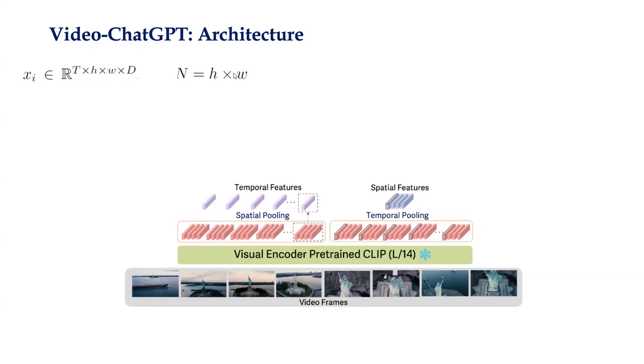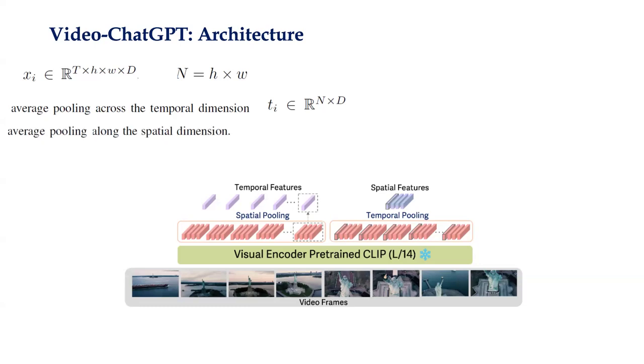So H times W will be N tokens in every frame, and each token is a D-dimensional vector, okay? Given that, we will do average pooling across the temporal dimension, which means we take all these frames in that clip and average them, so we get rid of T, because now it's one. So we have N tokens, each of D dimension, and taking all these, we get just one of these, which is shown here. So that is the spatial features.